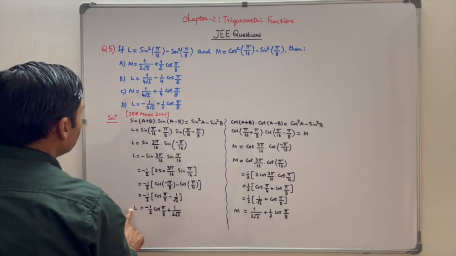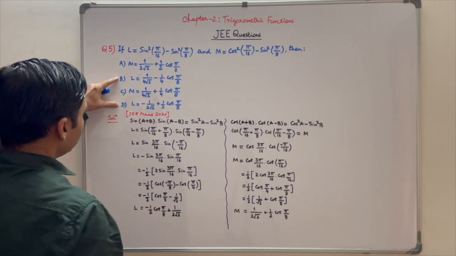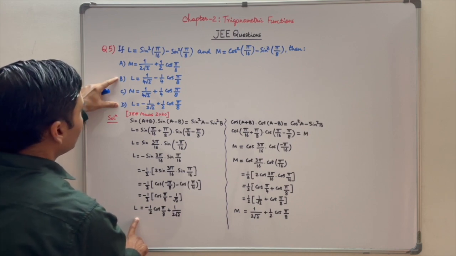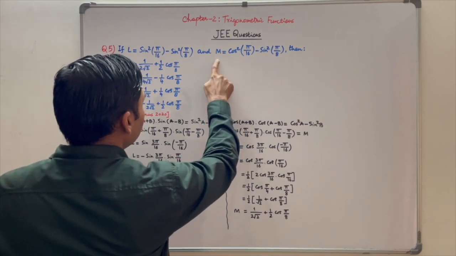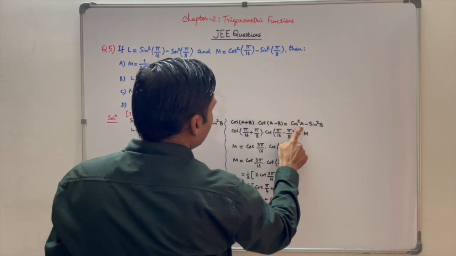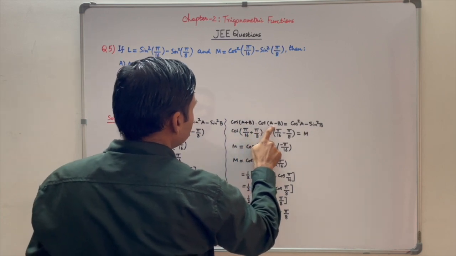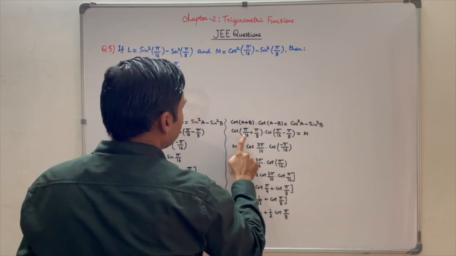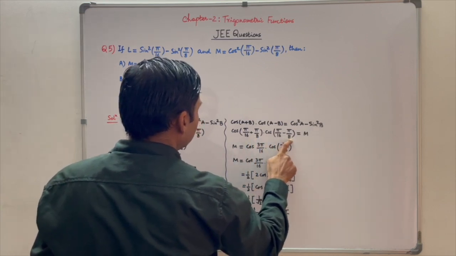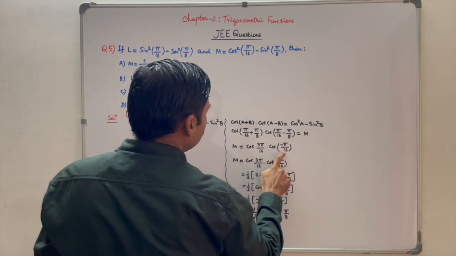Let us try to match with one of these options. This can be matched with B or D, but it is not matching with any. So, we have to look out for another clue. M is written in the form cos square A minus sin square B. Recall the formula. Cos square A minus sin square B is equal to cos A plus B into cos A minus B. So, M is equal to cos pi by 16 plus pi by 8 into cos pi by 16 minus pi by 8. So, M is equal to cos 3 pi by 16 into cos minus pi by 16.